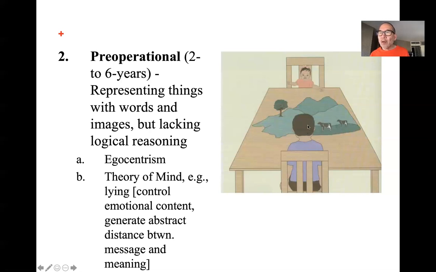Whereas this child understands that the infant can't see the cows, that the cows are blocked by this hill and then that hill. So they'll understand that their view of the two cows won't be shared by the infant, won't be shared by anybody else who's sitting here, who can't see it, because their view is different from whoever's sitting here. And so this child does not have egocentrism. They've gone beyond that.